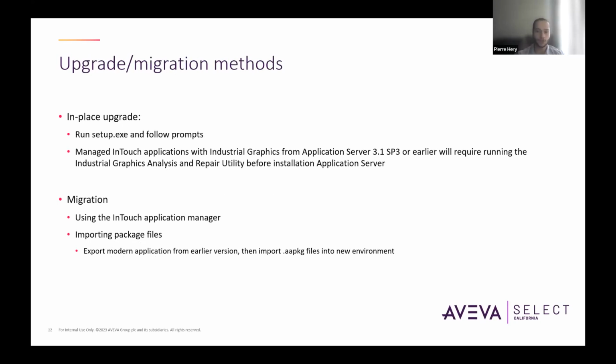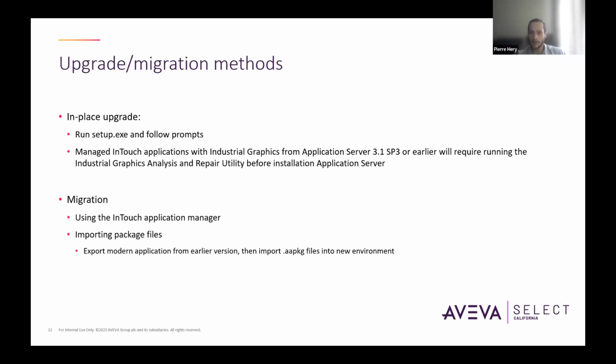So when it comes to the upgrade and migration methodology, you have several methods at your disposal. When you do an in-place upgrade, which, remember, is installing the new InTouch version on a computer that already has a previous version, that one's pretty easy. All you need to do is run the setup.exe executable and follow the prompts. This executable is provided to you in the installation package. All you need to do is run the setup and it will do the in-place upgrade.